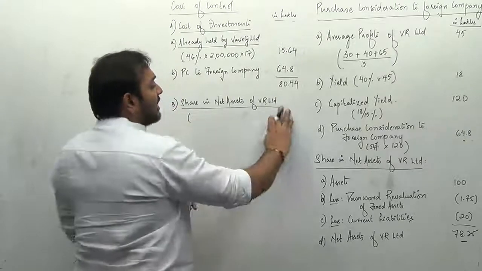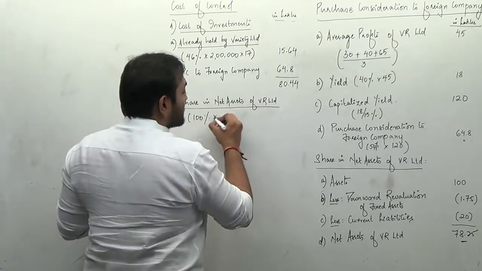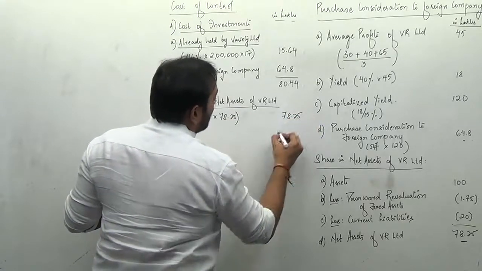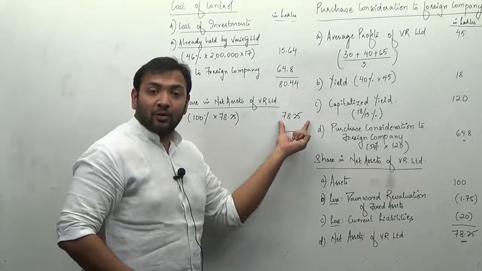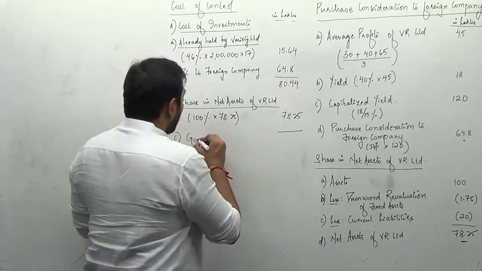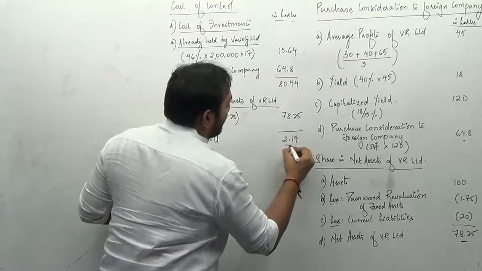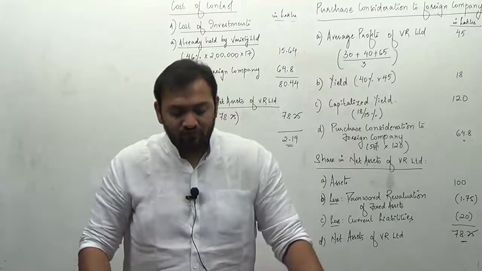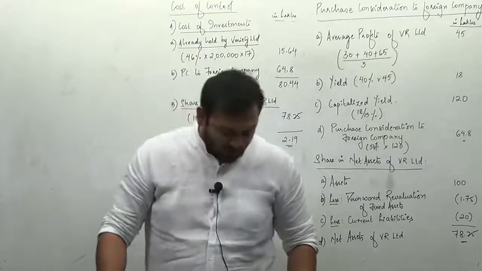Now, VR Limited, we acquired already 100%, so the entire net assets can be taken. So 100% of net assets of 78.25. Entire 78.25 can be considered. Now observe. I have acquired paying 80.44, but my net assets is only 78.25. That means I am paying extra. That extra what I paid is goodwill. Goodwill is 2.19. Goodwill what we have acquired is 2.19.